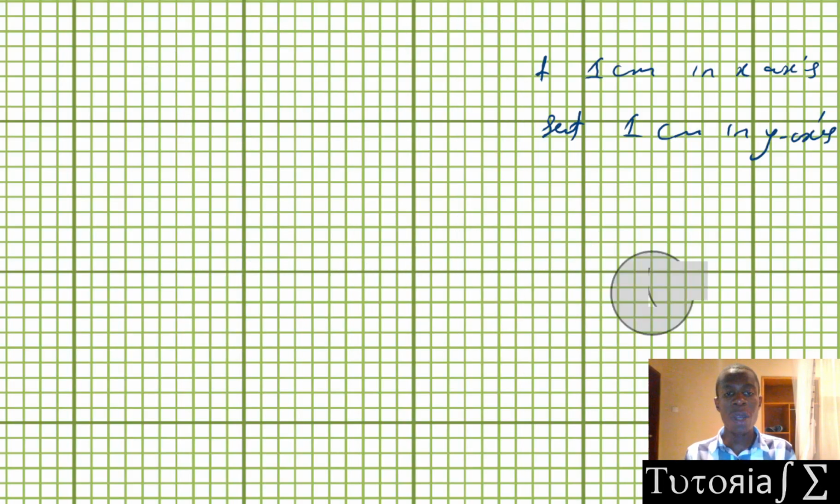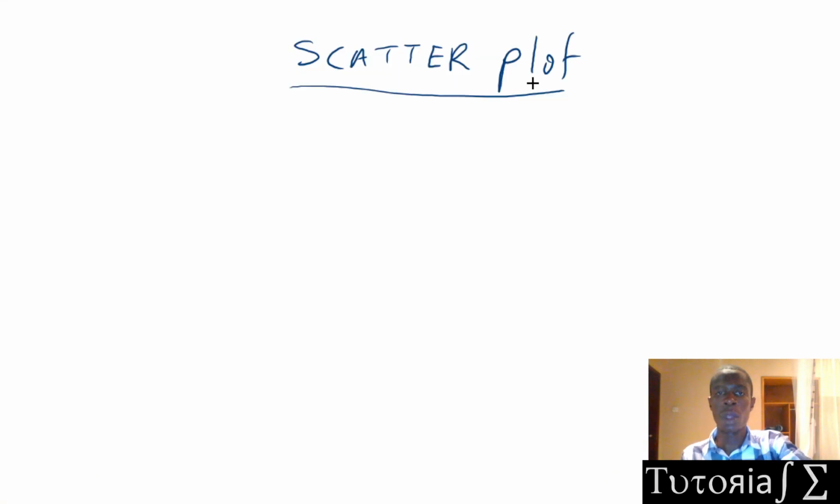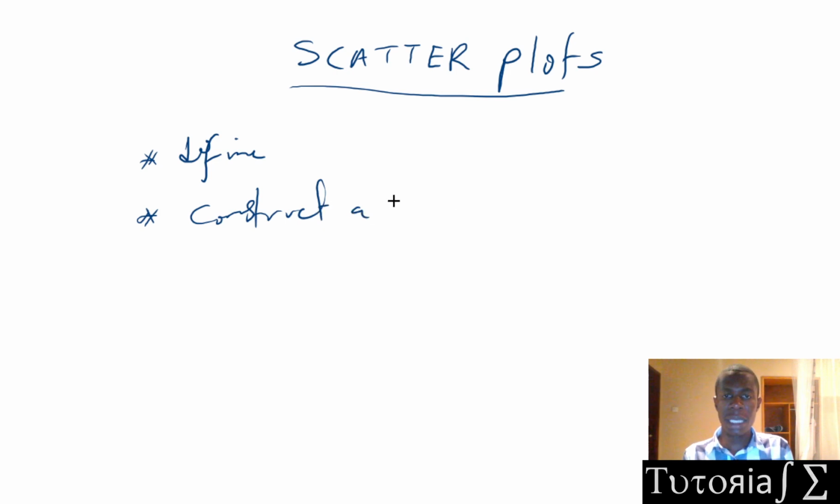Now, in today's lesson, we will be looking at a very interesting topic, and we'll be using the graph paper. Now, let's switch to the lesson. All right, so we will be looking at scatter plots. Okay, what are scatter plots? So basically, by the end of this lesson, you should be able to understand what a scatter plot is. So you should be able to give me the definition of a scatter plot. Then secondly, you should know how to construct a scatter plot.